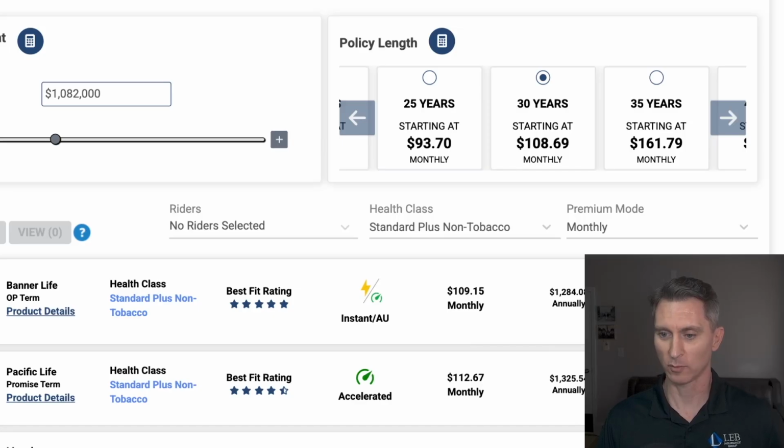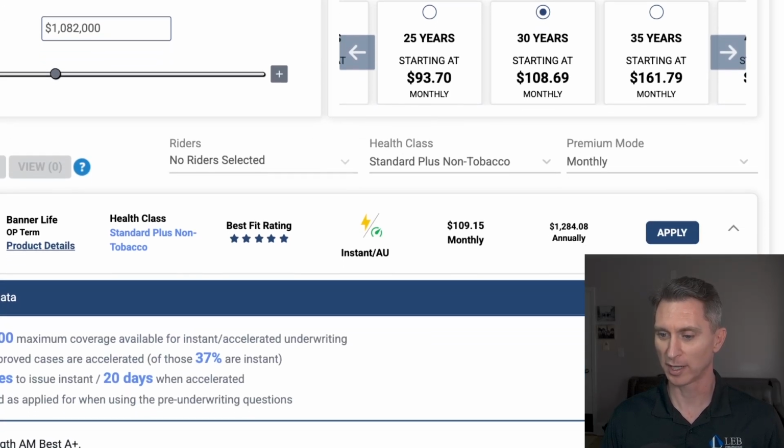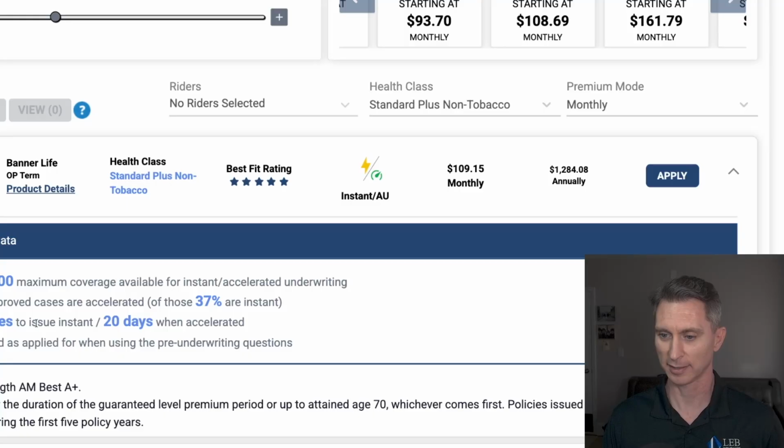Now, what this shot out was some of the top companies, and the cheapest company is going to be $108.69. But what this is saying here is that Banner Life is going to be one of the best fit ratings because it's going to be possibly an instant approval or an accelerated process. So an instant approval process for Banner Life, it's stating that could almost take about 10 minutes. An accelerated version of this would be about 20 days.